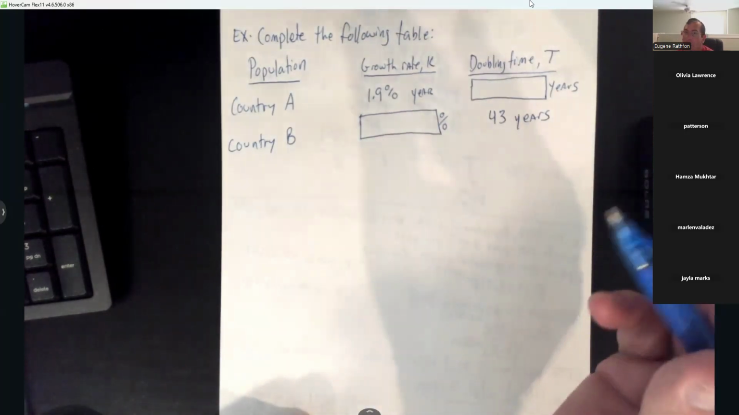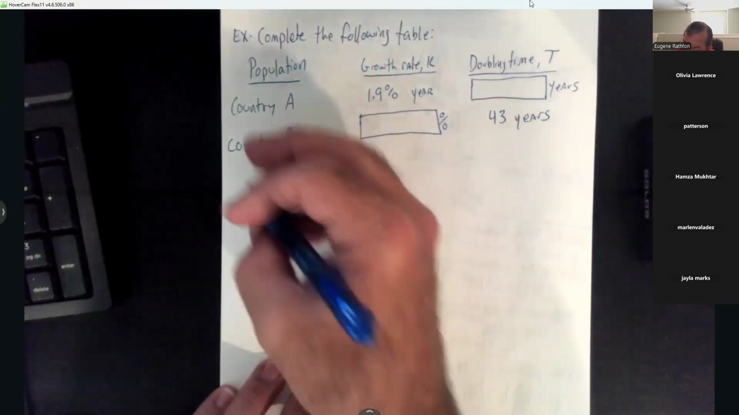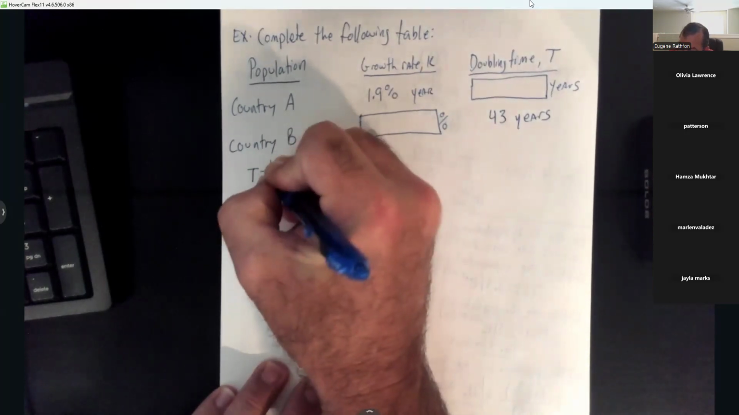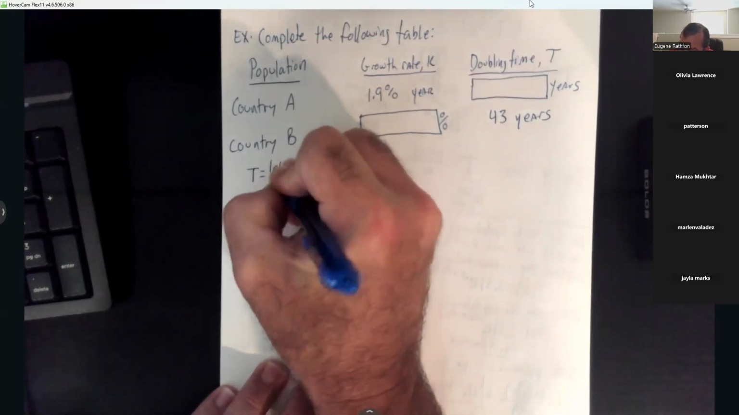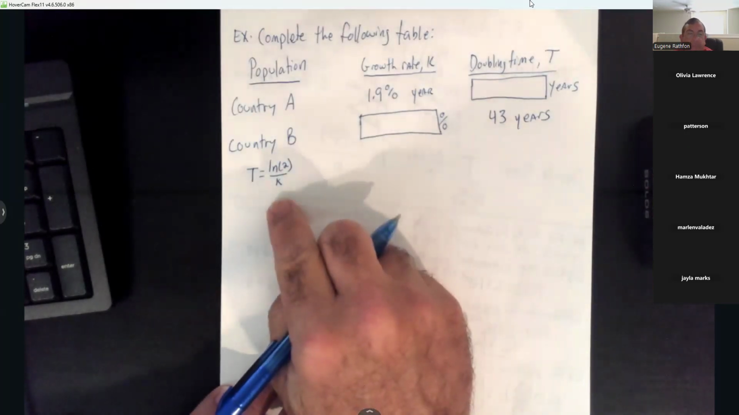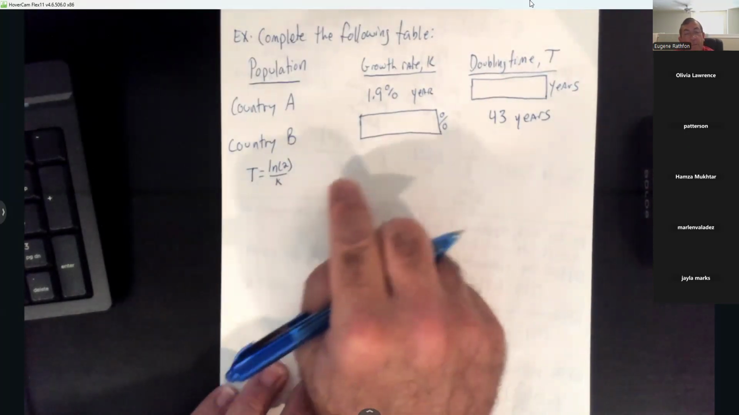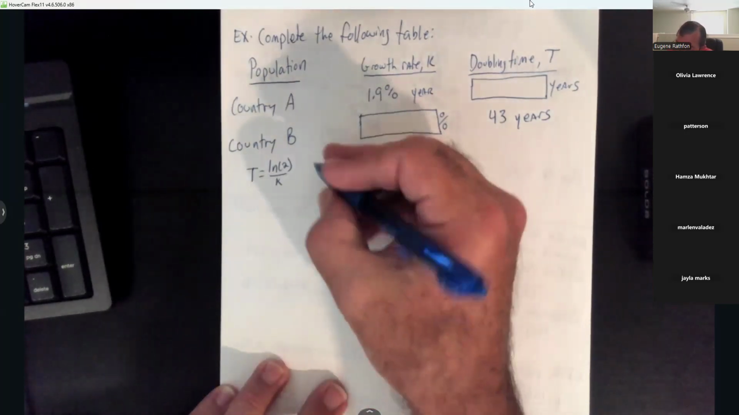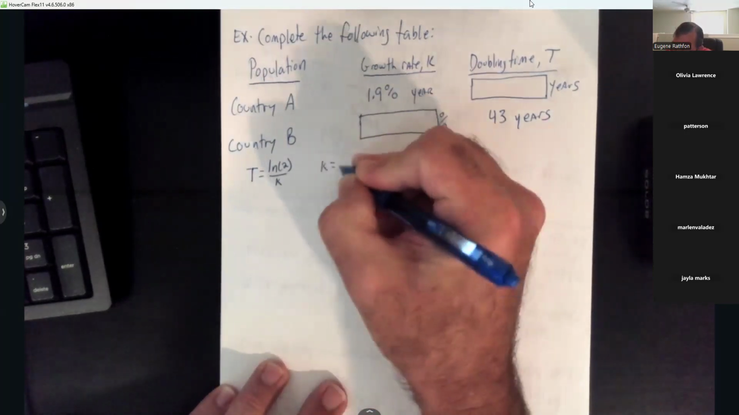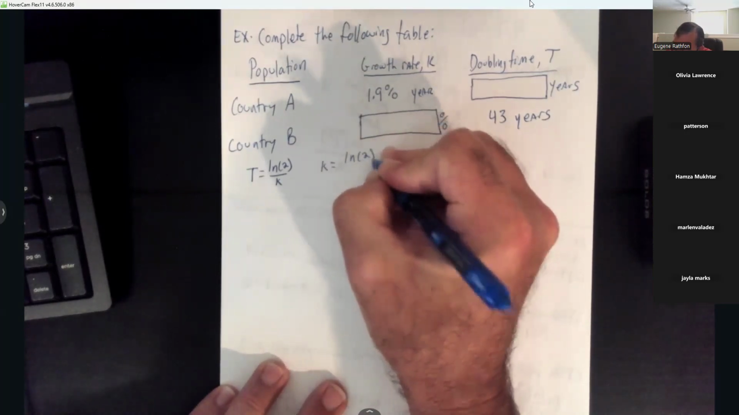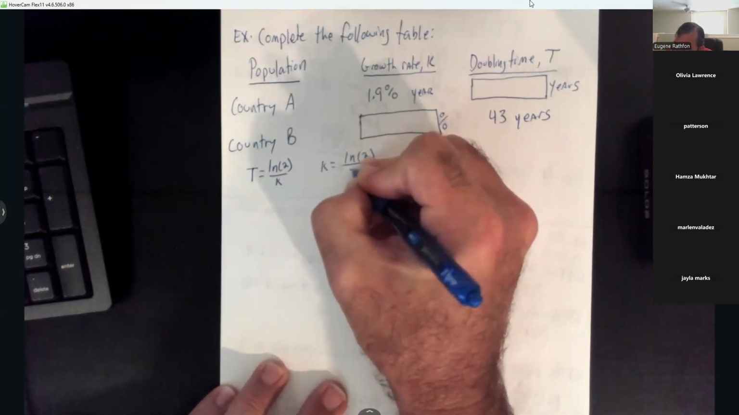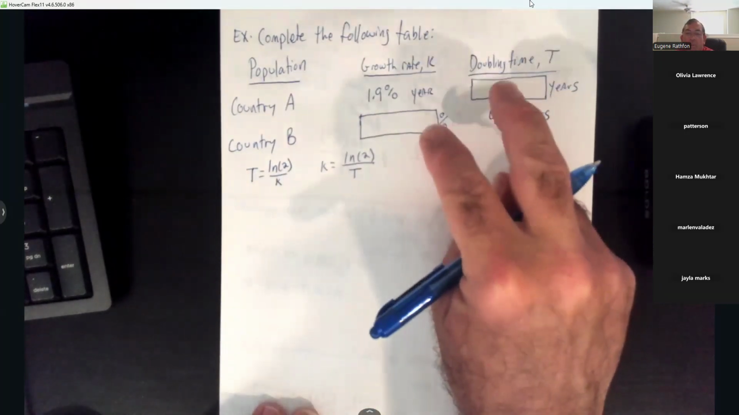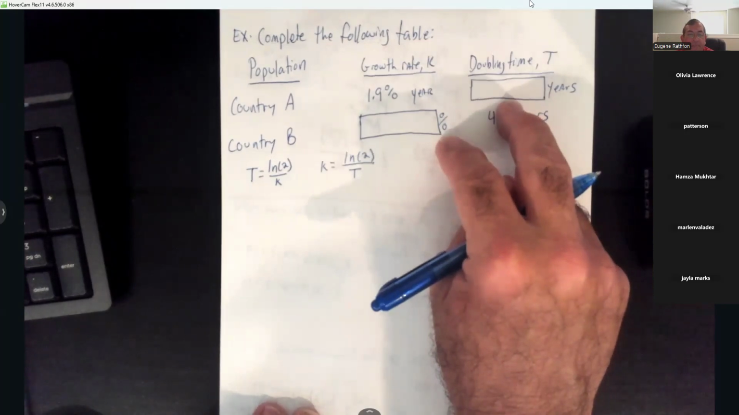So we're going back to our formula for doubling time. T equals ln of 2 divided by K. Now, if we're looking for K, all we do is flip that with the T. So K is going to equal ln of 2 over the doubling time. These two formulas will solve for what we got left here.